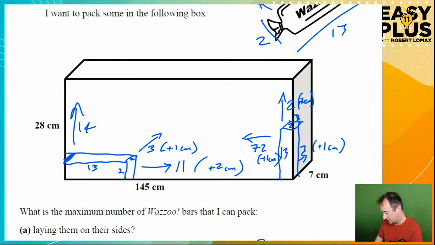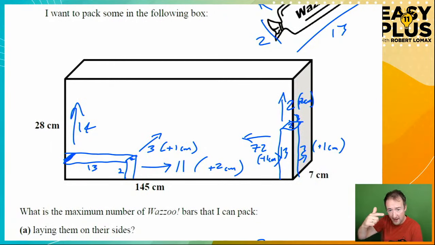14 times 2 is 28. At the back of the box, so going in this direction here, I'm going to be left with a big area at the back that's only 1 centimeter thick. So I can't fit any wazoo bars into that because they're 2 centimeters thick.